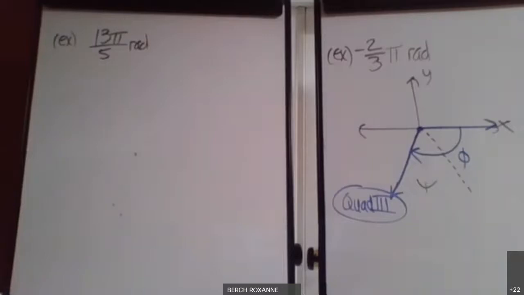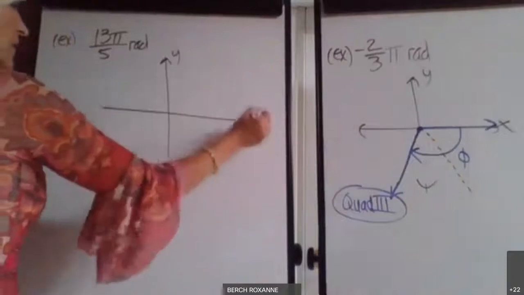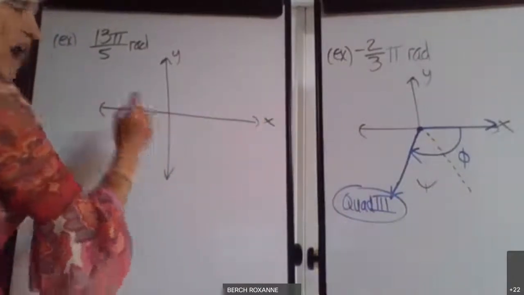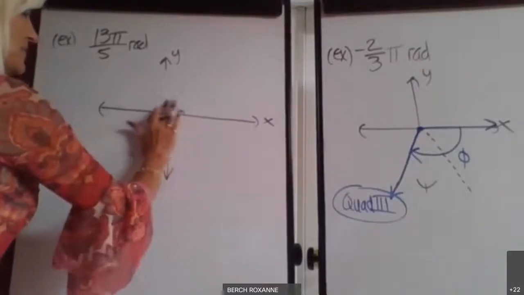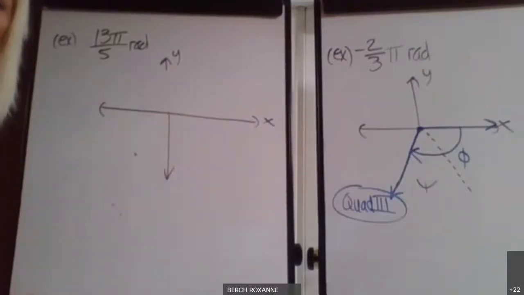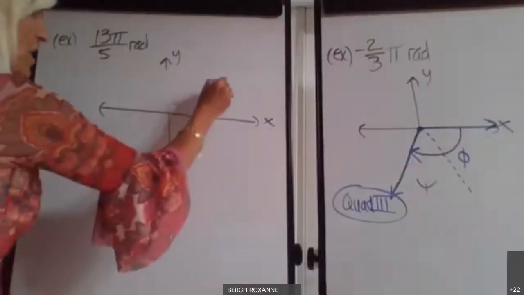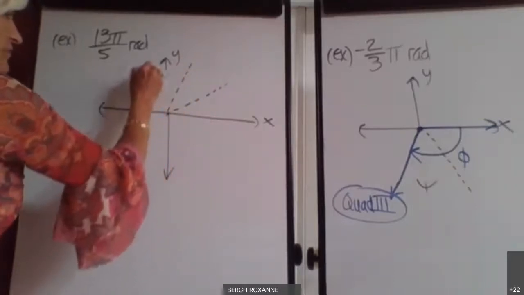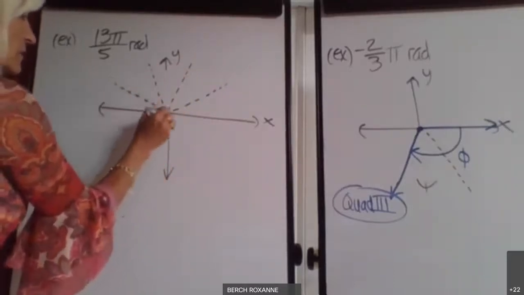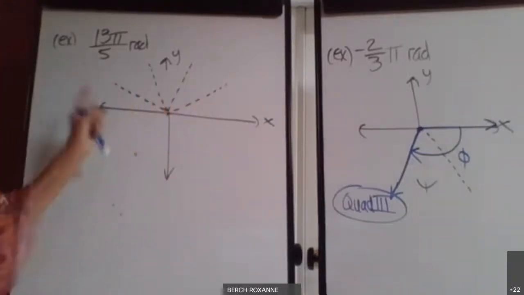13 pi over 5 radians. So that's a positive angle. How are you going to divide up the top? How many parts? By 5? 5 parts. So you're going to try to draw 5 equal parts. So 1, 2. This is kind of tricky at first, but you'll get used to it. So 3, 4, 5, just like pieces of pie. 1, 2, 3, 4, 5, right?